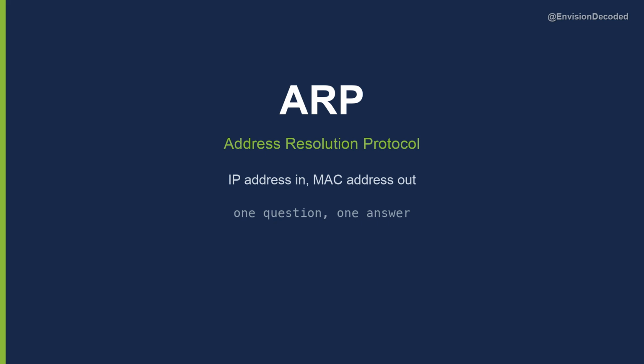Here is a puzzle hiding inside every network. Your laptop wants to send data to 192.168.1.20, but the switch from episode 13 does not deliver by IP address, it delivers by MAC address, the hardware address. So how does your laptop learn which MAC address belongs to that IP? It asks, literally, that is ARP.